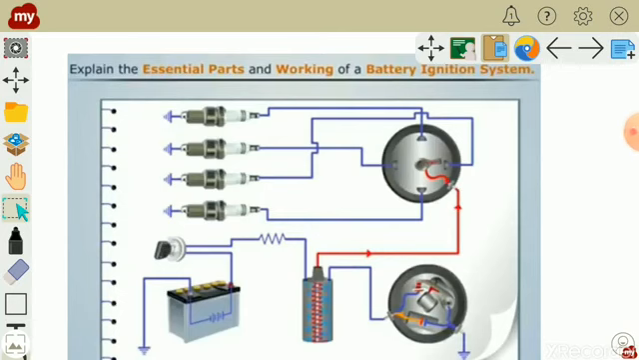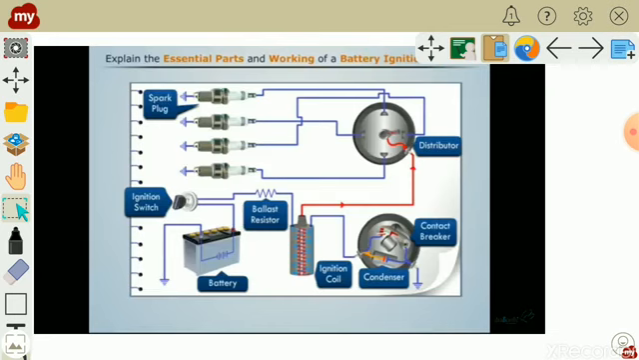Today in this video we will learn the battery ignition system of automotive vehicles, its essential parts and working of the battery ignition system. This is the general layout of the battery ignition system. It mainly consists of battery, ignition switch, ballast resistor, ignition coil, condenser, contact breaker, distributor and spark plug. Now let's see one by one.